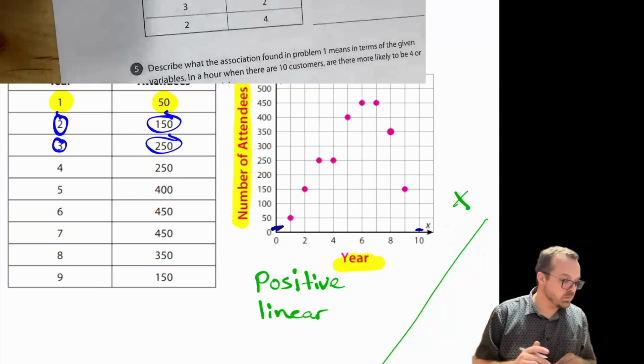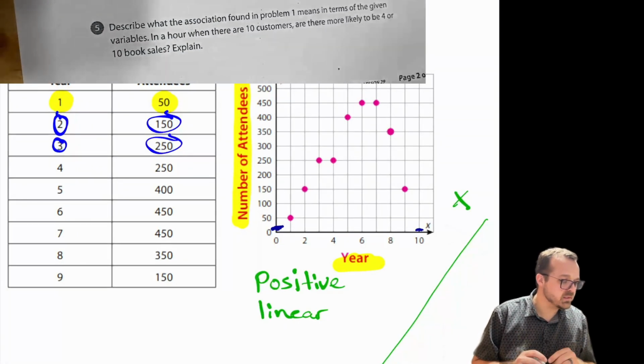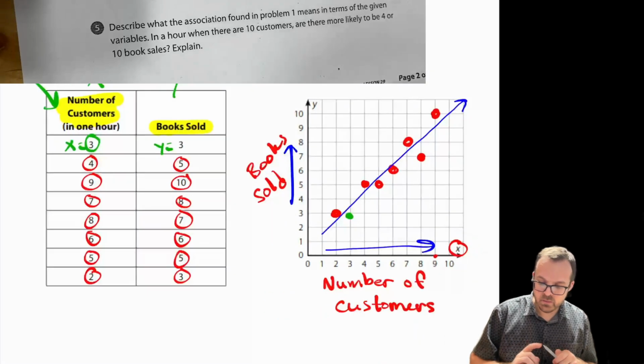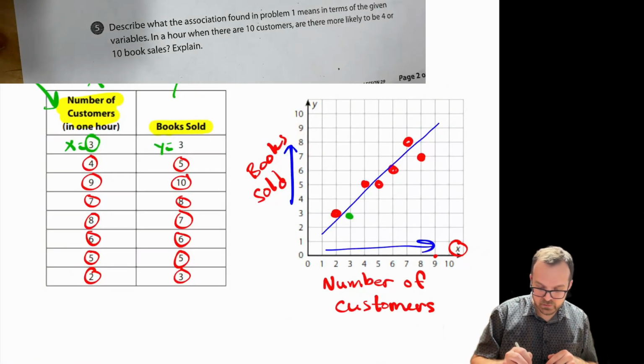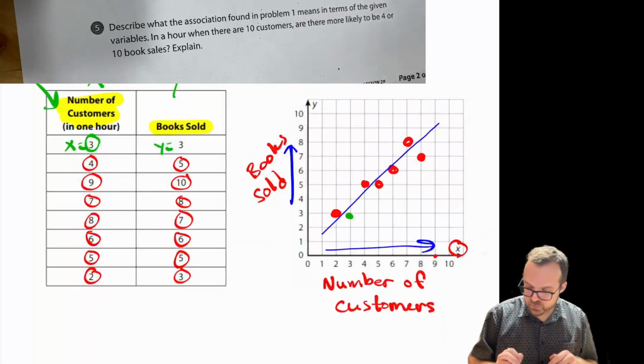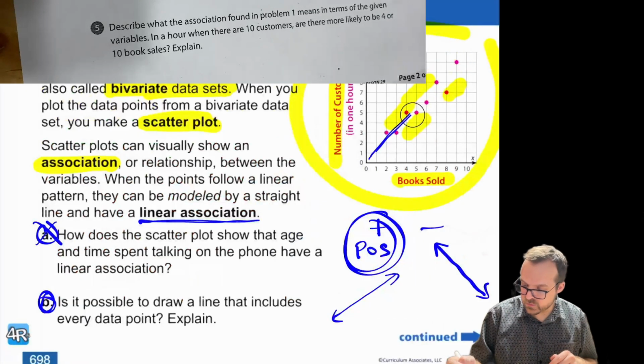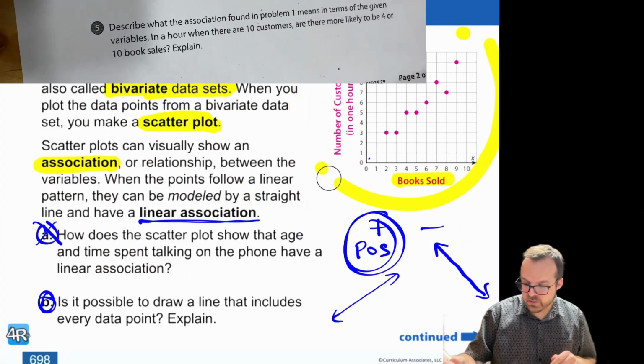All right, so take a look at number 5. You can do this on your own. It says this: describe what the association found in problem 1. Problem 1 is this guy right here. I'm going to erase some of this. Boop, this guy. I'll just go to the one I provided you here, right here. There we go. This one right here.